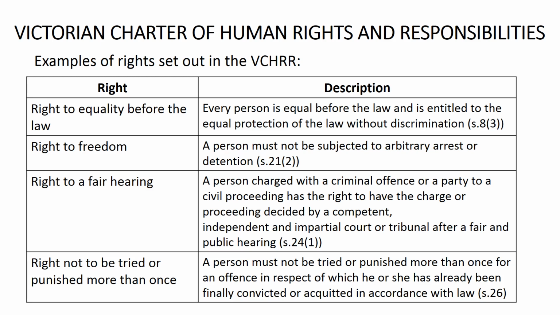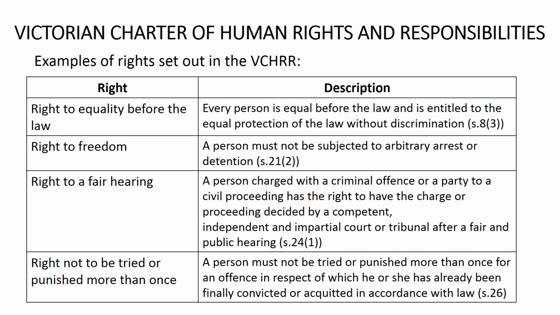The next example is the right not to be tried or punished more than once. That is, a person must not be tried or punished more than once for an offence in respect of which that person has already been finally convicted or acquitted in accordance with the law. You can see that this right incorporates the no double jeopardy principle, which is the principle that a person must not be tried for an offence where that person has already been acquitted of that offence.